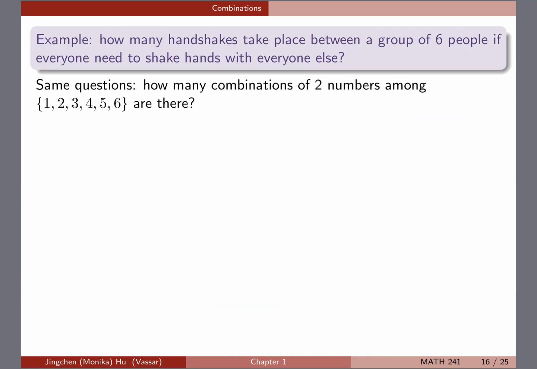All right, so let's look at this exercise for you. How many handshakes take place between a group of 6 people if everyone needs to shake hands with everyone else? This is equivalent to asking how many combinations of 2 numbers there are among 1, 2, 3, 4, 5, 6. So think about why this can be a combinations question, and then of course work out how you can find the number of handshakes that need to take place between a group of 6 people.